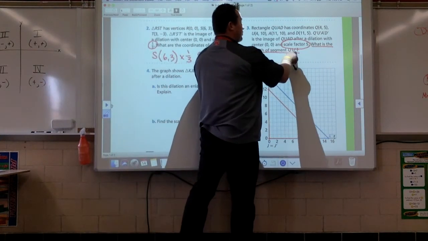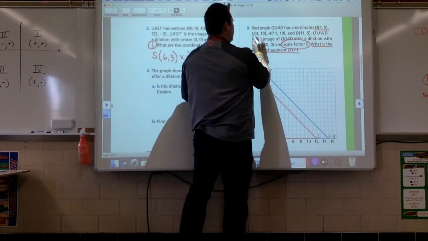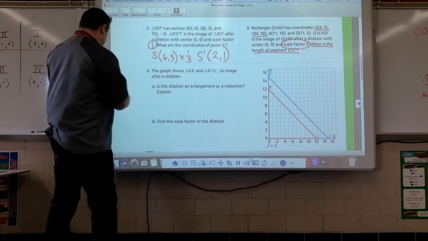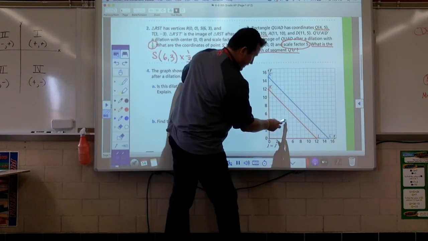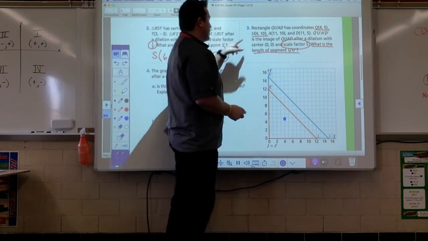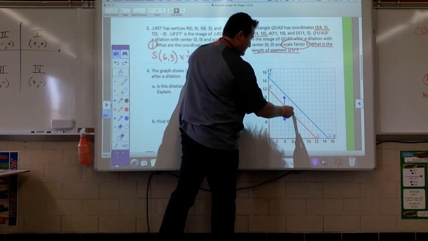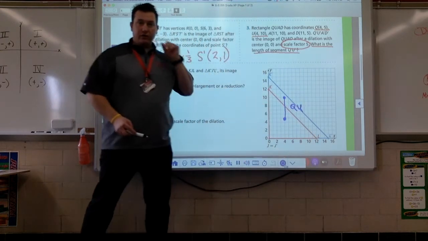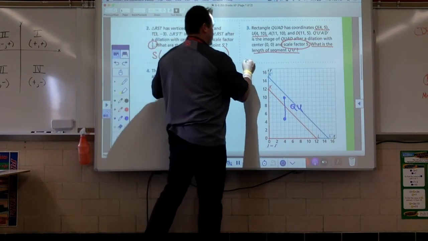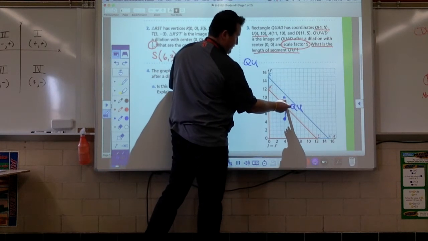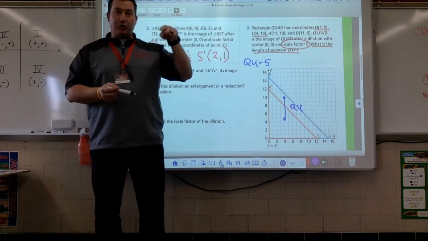It's talking about Q prime and U prime, so I need to pay attention to Q and U. I'm just going to use this graph down here. I think they should fit on there. Q is at 4, 5, right here. U is at 4, 10, right here. So this is segment QU. How long is segment QU? Well, 1, 2, 3, 4, 5 units long. So now we can figure out Q prime U prime.